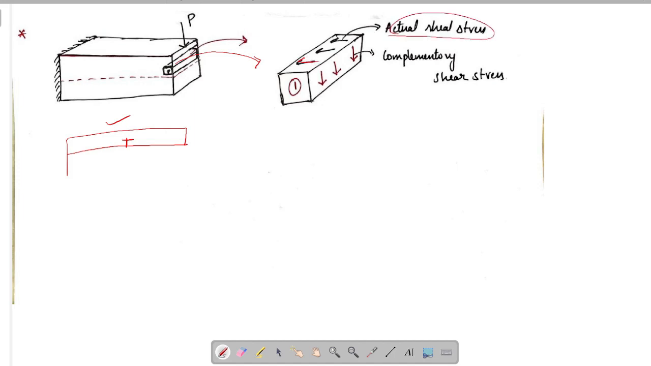To compensate this longitudinal shear stress, there will be a complementary shear stress acting in direction of the load. So, when there is a load acting on the beam, the actual shear stress will be in longitudinal direction and the complementary shear stress will be in the direction of load acting.